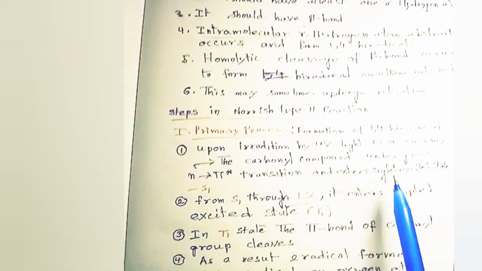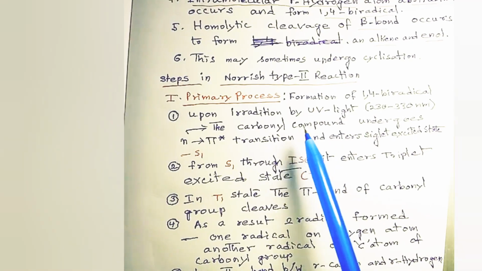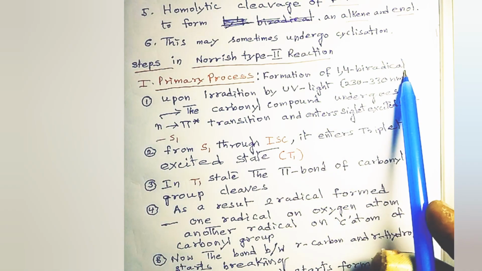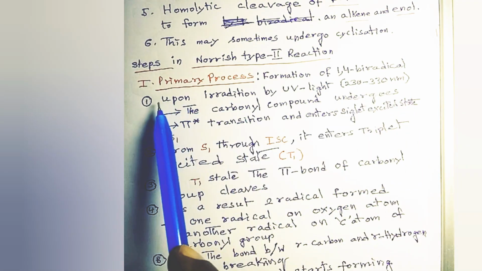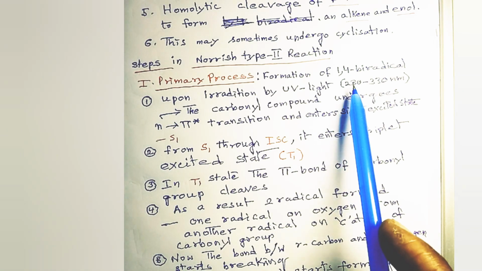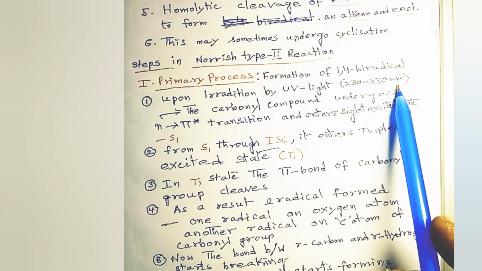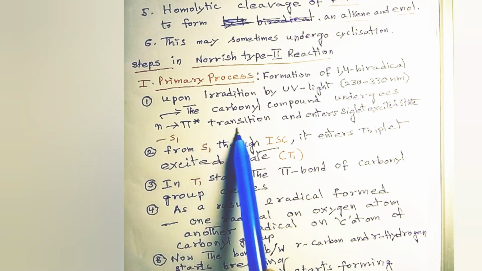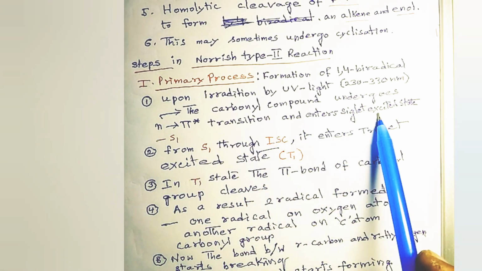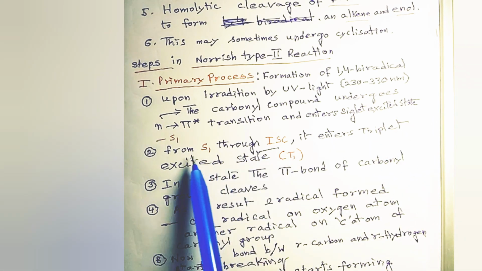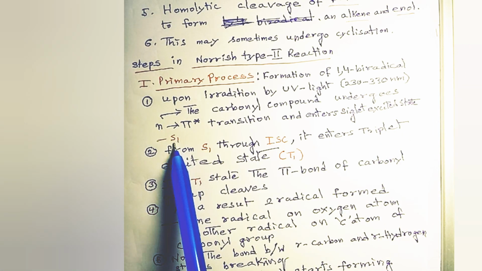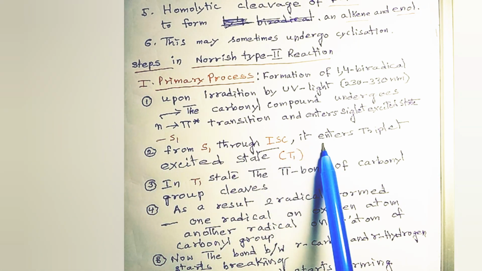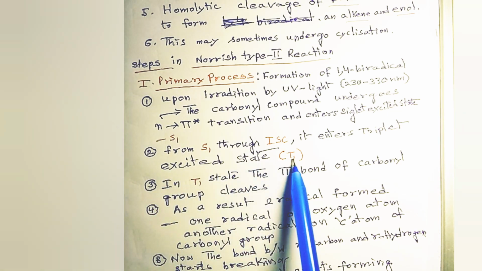The steps in Norrish Type-II reaction. Primary process: formation of 1,4 biradical. Upon irradiation by UV light in the range 230 to 330 nanometers, the carbonyl compound undergoes n to pi star transition and enters the singlet excited state, that is S1. From S1, through intersystem crossing, it enters the triplet excited state T1.